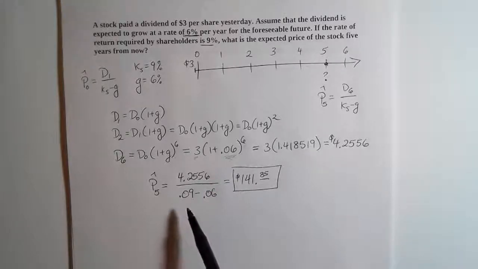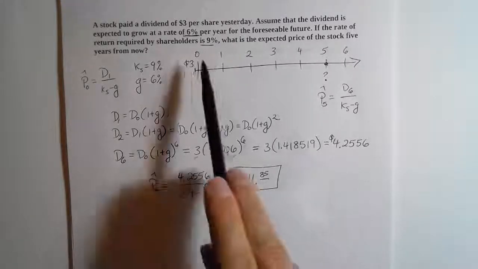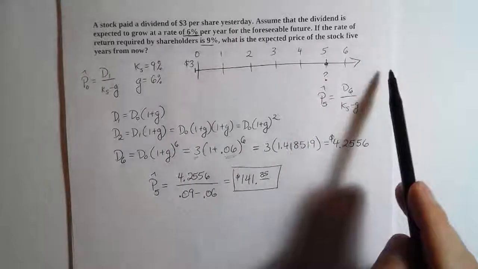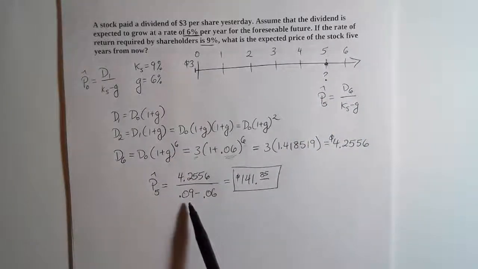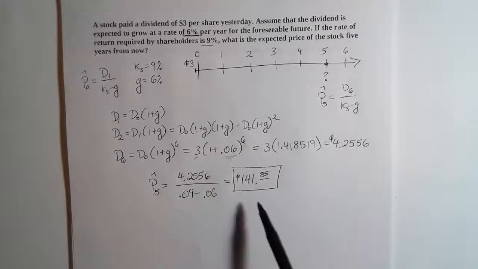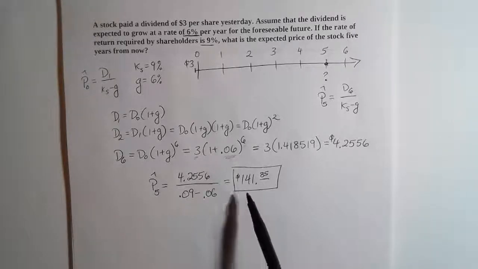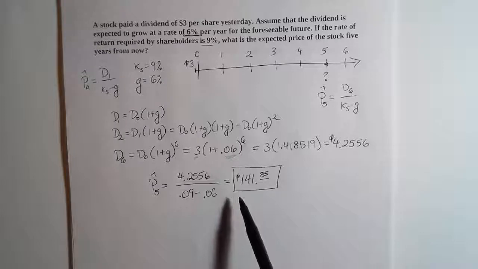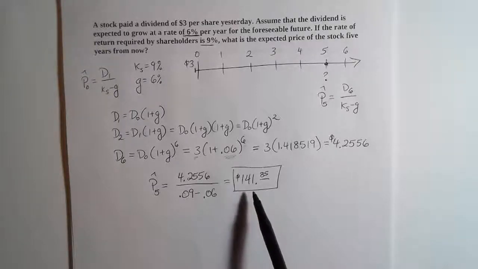We're making assumptions that this growth rate is going to hold constant over this full period and then also from there on out. And we're also assuming that this required rate of return remains constant and that it is accurate as well. Those assumptions could potentially be in error, but to the extent that they are true, we would expect that this stock would sell for $141.85 at the end of year 5.